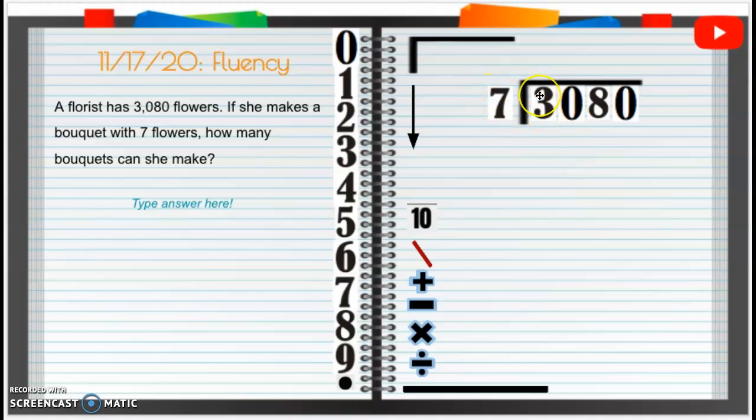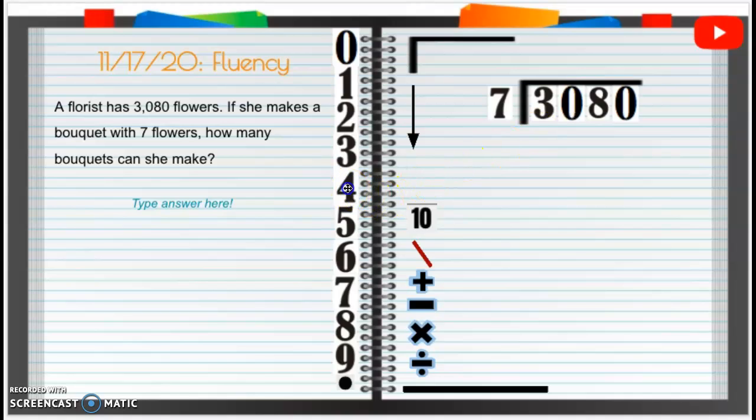All right, can 7 go into 3? Nope. Can 7 go into 30? Yes, it can. How many times can 7 go into 30? I know 7 times 5 is 35, so that's too much. So we need to figure out how many times it can go into 30 without going over 30. So 7 times 4 is 28, so that will work.